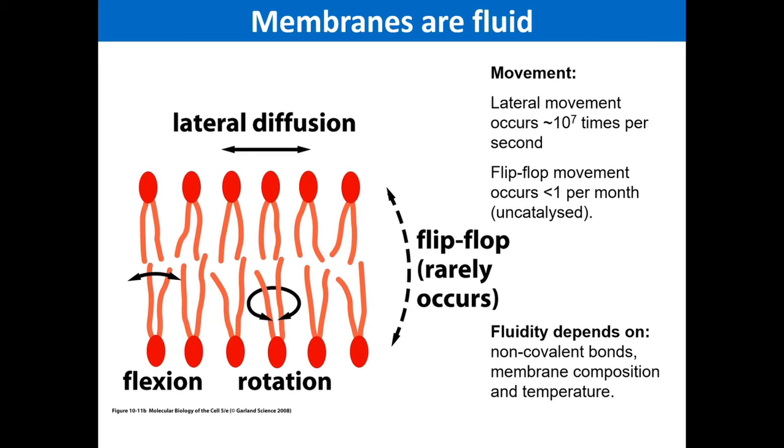Right, so of course, the bilayer of phospholipids can move. The phospholipids can move laterally, very fast, actually, 10 to the power of 7 times per second. They can also flex their tails, and they can rotate around their longitudinal axis. And finally, they've got a fairly rare movement called flip-flop, which occurs less than once a month. So the fluidity of the plasma membrane depends on their non-covalent bonds, their membrane composition, and temperature, as you can imagine.